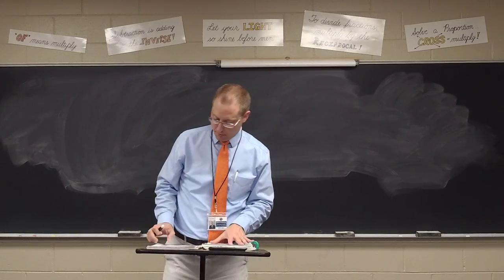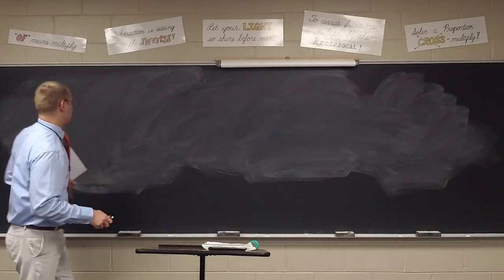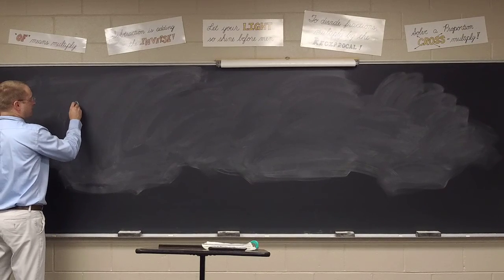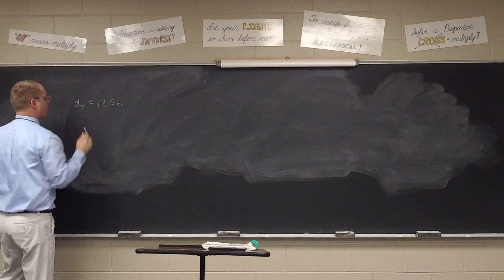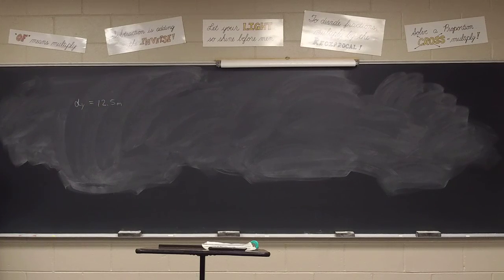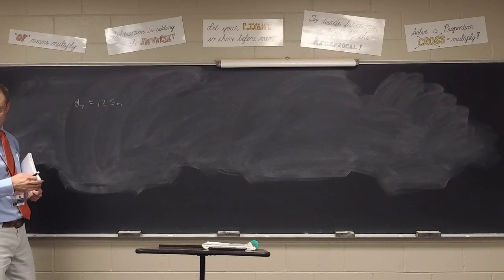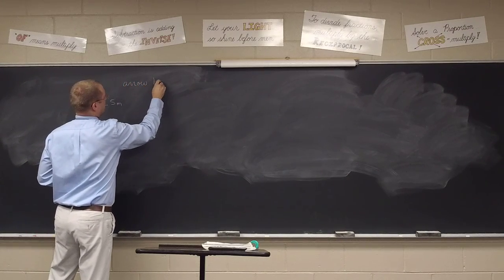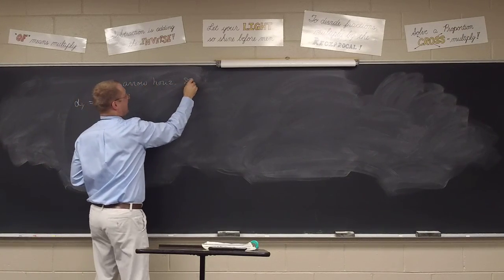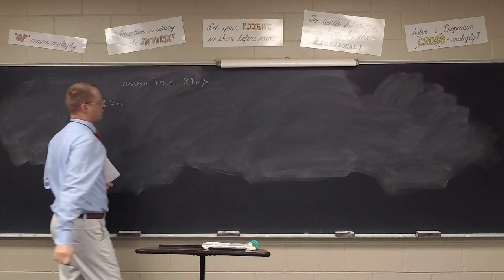Let's go back to the top of that tall building now. And so we still have a vertical displacement, or a displacement in the y, of 12.5 meters. And this time, instead of throwing a baseball, let's suppose we shoot an arrow horizontally. So we have an arrow being shot horizontally at, let's say, 89 meters per second.